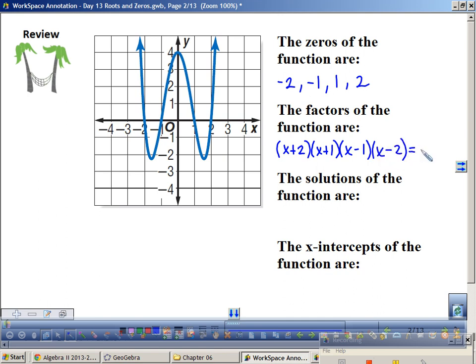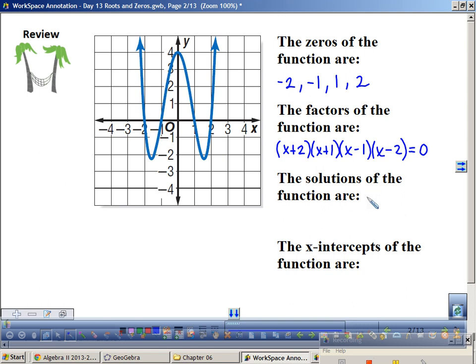Because if I were to set each one of those up to 0, x plus 2 equal to 0 means x equals negative 2. X plus 1 set up to 0 means x equals negative 1. Yes? No. I would write it completely off, especially at this time with these.